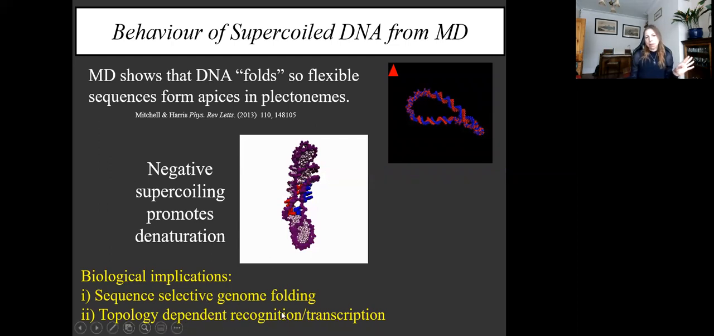So some biological implications are that when the genome folds, the sequence could potentially play a role in where things like to form plectonemes and where those plectonemes sit, with more flexible regions preferring to be at the ends of plectonemes rather than in the center. And also topology-dependent recognition or transcription. So when you change the DNA topology, you're dramatically changing the shape of the DNA, and you can imagine that might alter its interactions with other molecules.